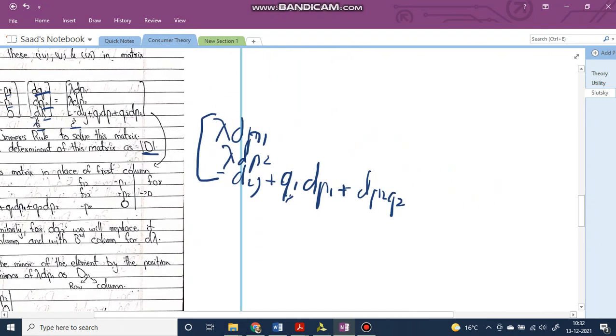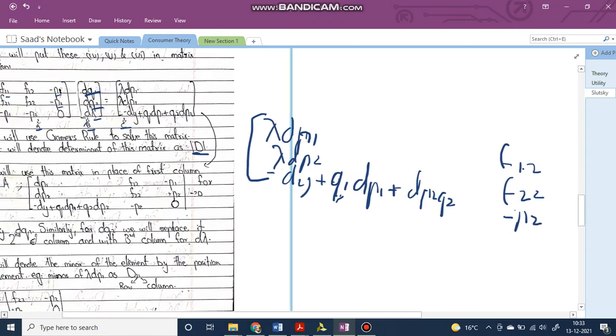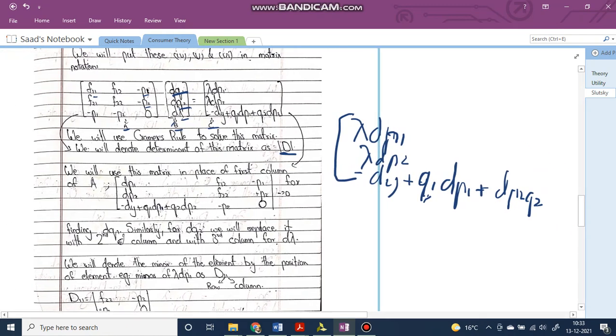Then we will use F12, F22, minus P2, then minus P1, minus P2, then 0. So we will have this matrix when we replace matrix C as the first column of matrix A. Now we will find the determinant of this matrix and divide it with the determinant D.